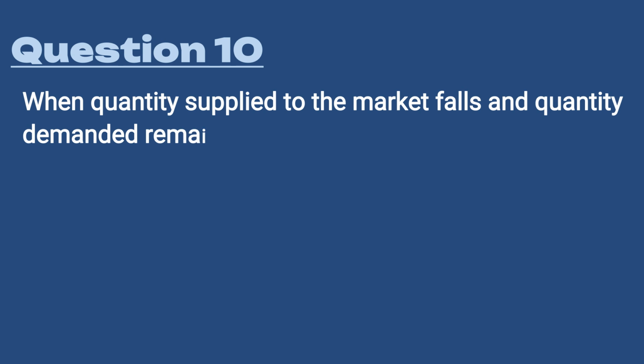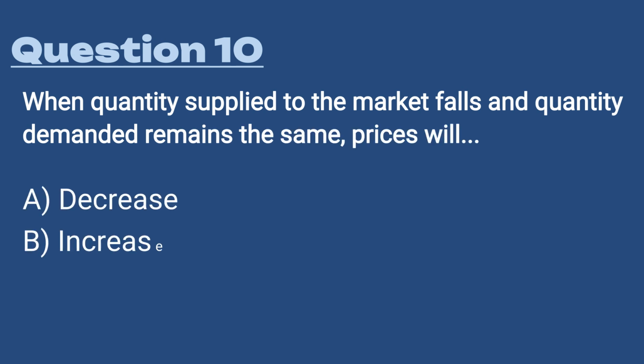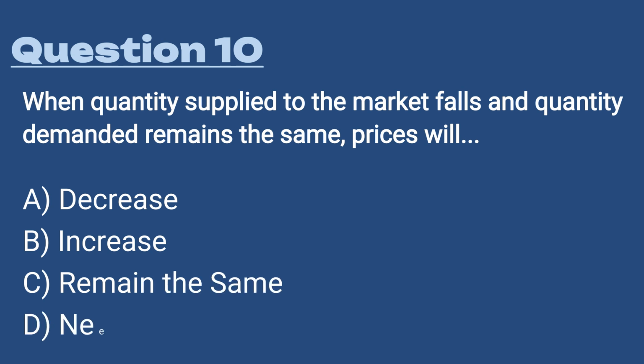And our last question, question 10. When quantity supplied to the market falls and quantity demanded remains the same, prices will A, decrease, B, increase, C, remain the same, D, need to be discounted.